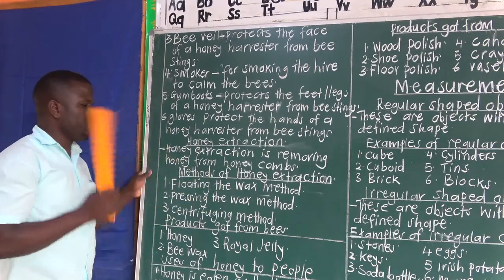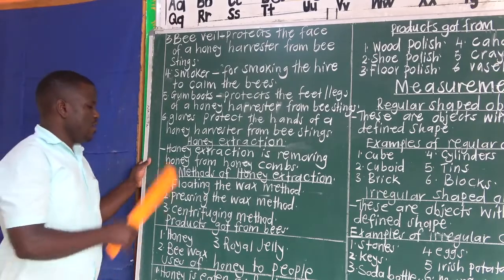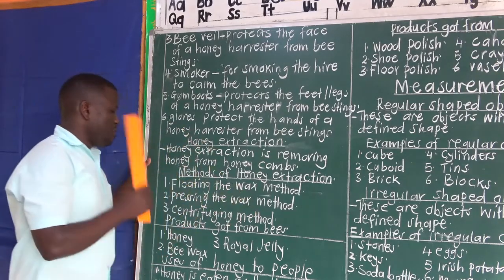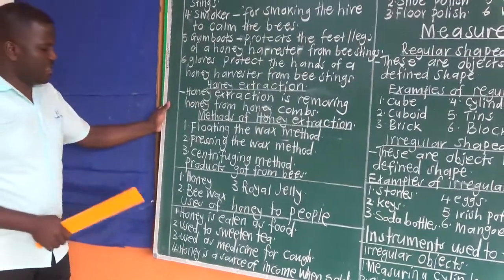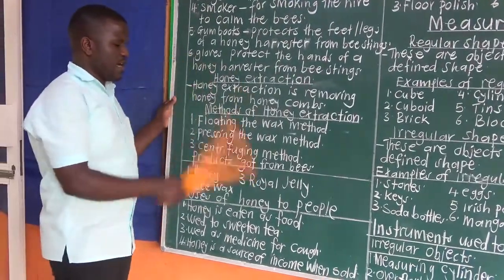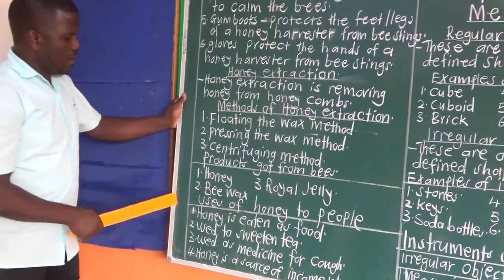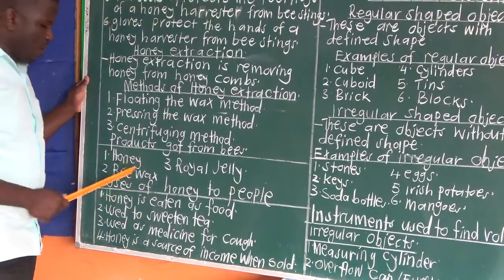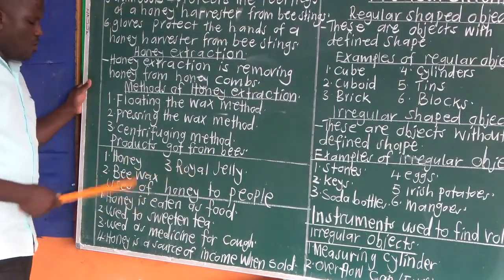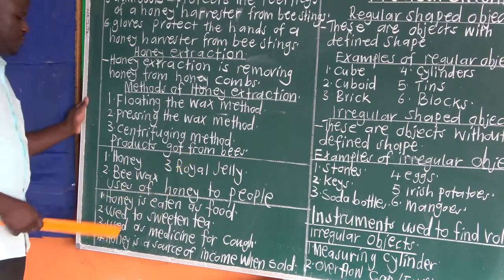So, methods of extracting honey from the honeycombs: floating the wax method, pressing the wax method, and centrifuging method. Products got from bees. From bees, we get honey, beewax, and royal jelly.